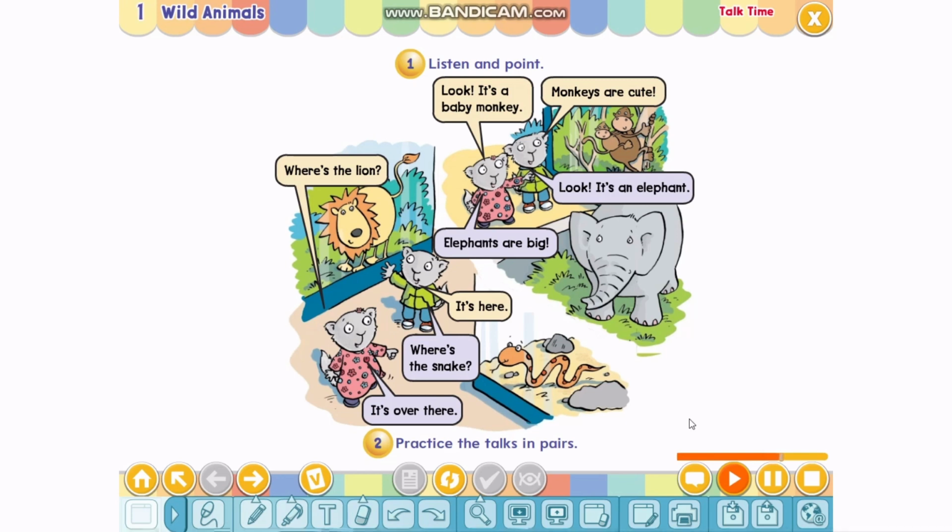3. Look! It's a baby monkey. Monkeys are cute. Look! It's an elephant. Elephants are big. Where's the lion? It's here. Where's the snake? It's over there.